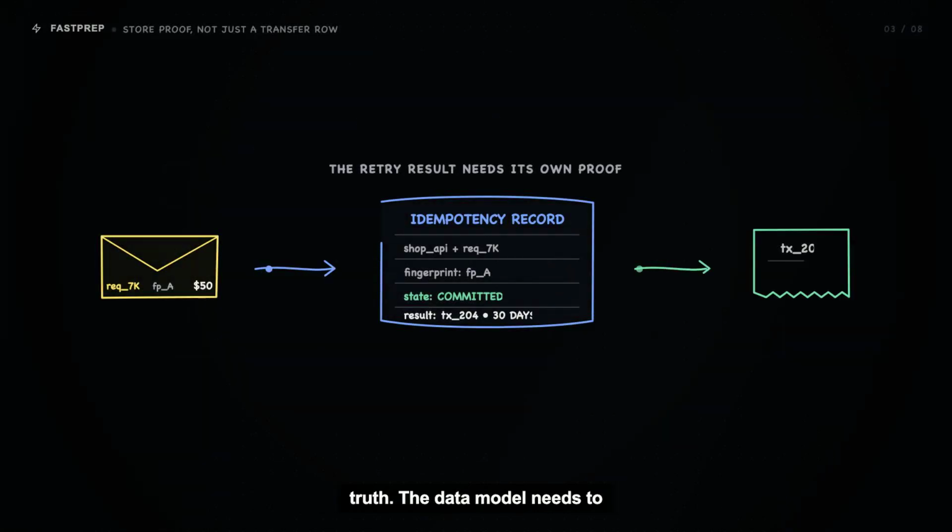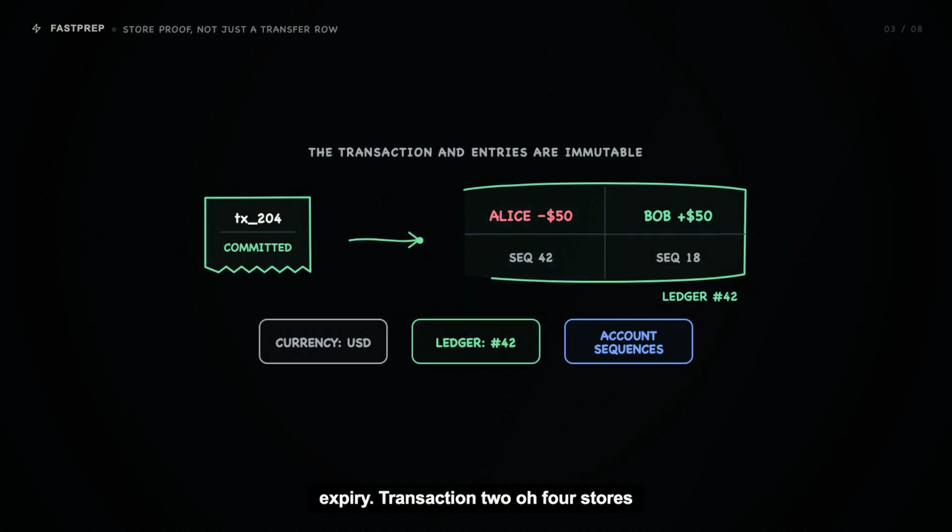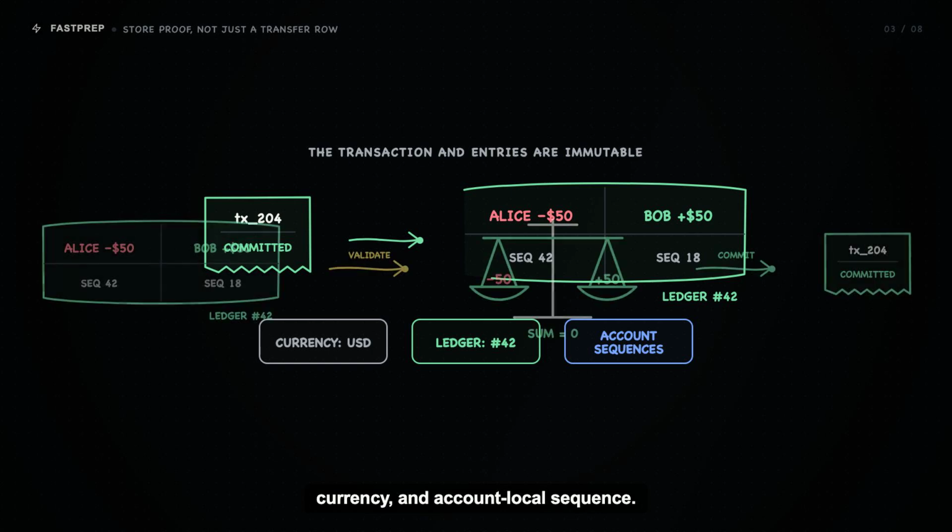The data model needs to prove both the accounting event and the retry result. An idempotency record is keyed by client ID plus request key. It stores the canonical fingerprint, the current state, the final transaction ID, the stable response, and the 30-day expiry. Transaction 204 stores its currency, status, immutable ledger position, and an optional link to the transaction it reverses. Its entries store account, signed amount, currency, and account local sequence.